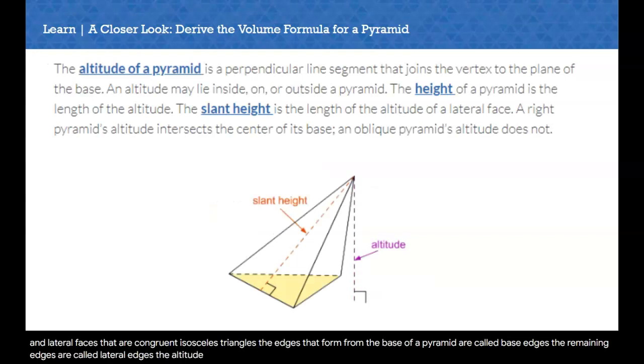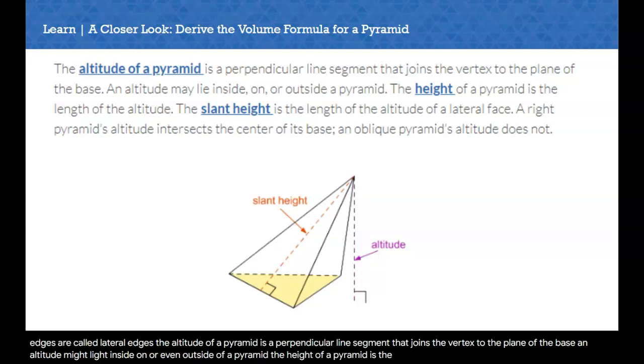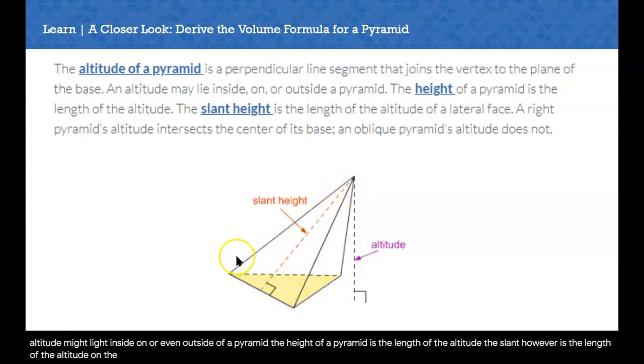The altitude of a pyramid is a perpendicular line segment that joins the vertex to the plane of the base. An altitude might lie inside, on, or even outside of a pyramid. The height of a pyramid is the length of the altitude. The slant height, however, is the length of the altitude on the lateral face. A right pyramid's altitude intersects the center of its base. An oblique pyramid's altitude does not.